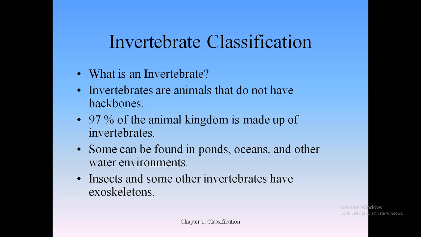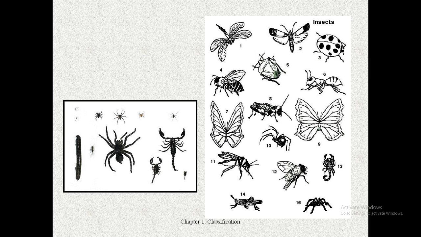They have an exoskeleton, like insects. Insects do have an exoskeleton for their protection. These are some examples of insects and other invertebrates.